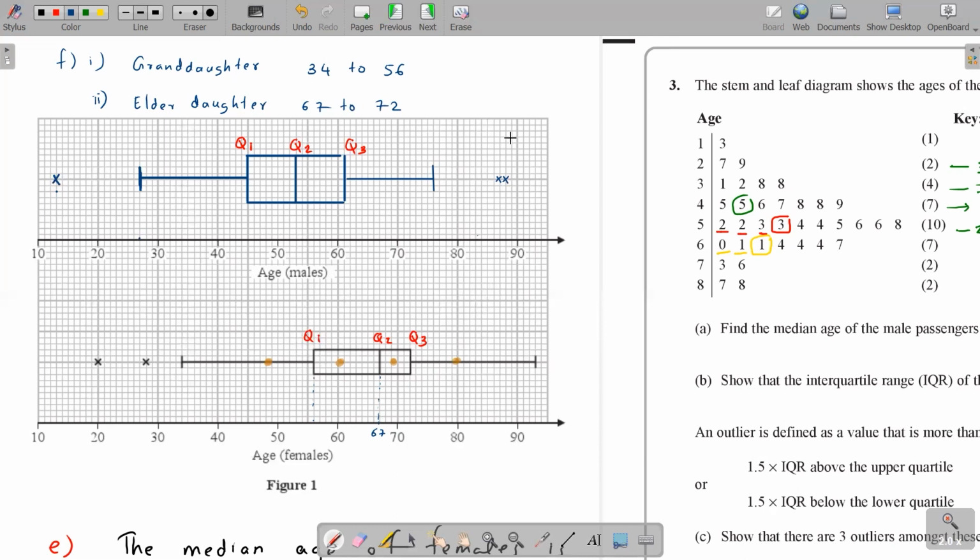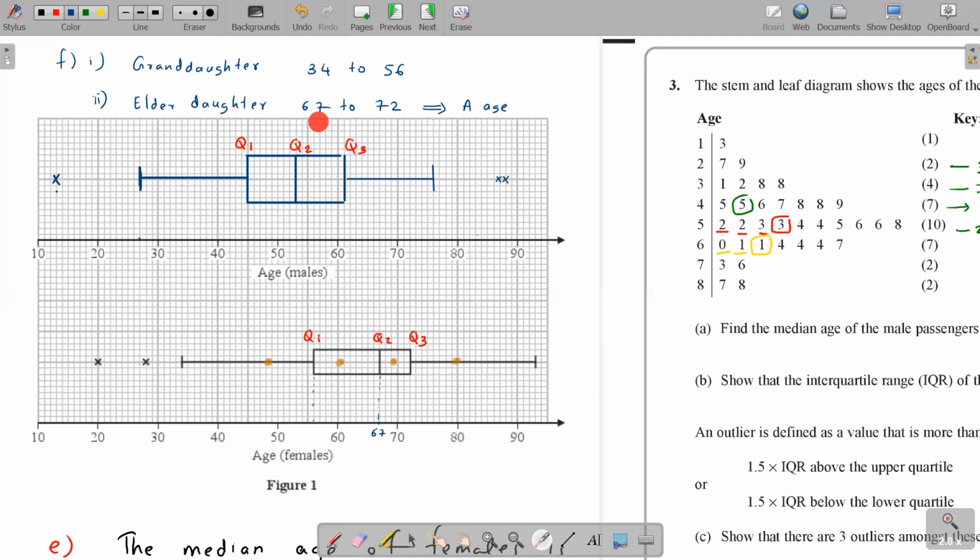Now we know that Anja is 23 years older than her. So if she's 23 years older than her, what can the age range be? If the elder daughter is 67 years, then 23 years plus 67 is how much?